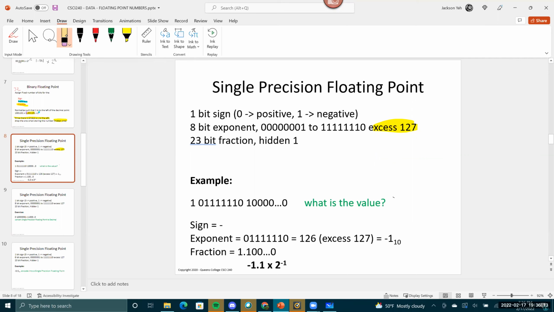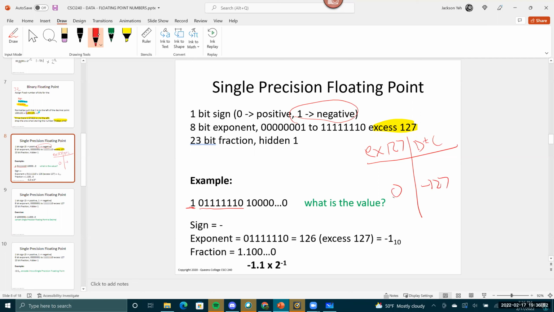All right, so that being said, let's look at this example. Given this number, 1, 0, 1, 1, 1, 1, a whole bunch of zeros and ones, what is the value there? So we break it apart. The first bit is your sign bit, and 1 means it's negative, so it's negative. Then the next 8 bits are the exponent. We have to figure out what value is stored there, and it's encoded in excess 127. So let's quickly show how it's done: excess 127 to decimal conversion.